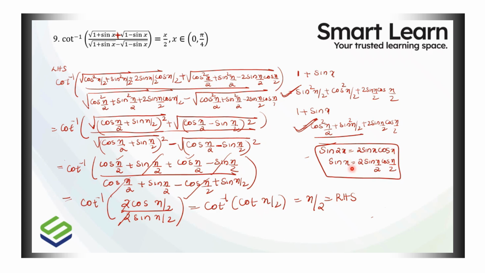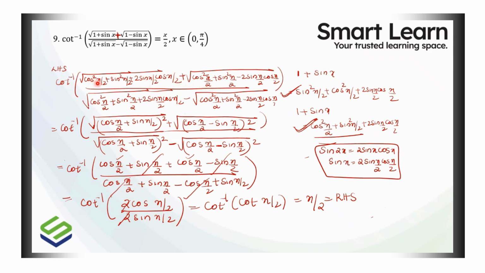So what will be sin x? 2 sin x by 2 cos x by 2. So I will replace this one with this one. Okay, cos square x by 2 plus sin square x by 2. And sin x will be 2 sin x by 2 cos x by 2. So I will replace all this with this.